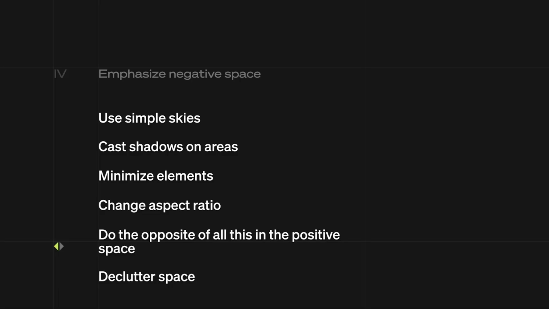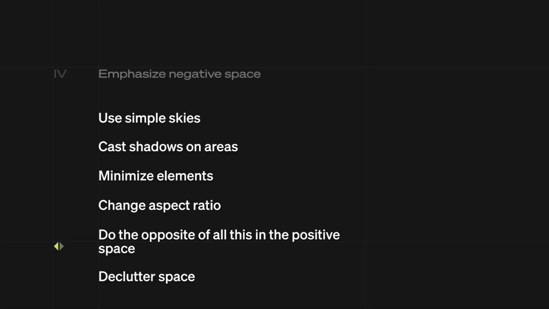I can change the aspect ratio because if I want to have more negative space, it generally means I want to change the aspect ratio. So maybe I need more sky. So I can change my aspect ratio and have more sky, and that way we have more negative space. I can declutter space in general, which means the more simple I make things. If I have an area with a lot of things in it and suddenly I remove everything, I just have a plain floor with nothing, this becomes a negative space as well.